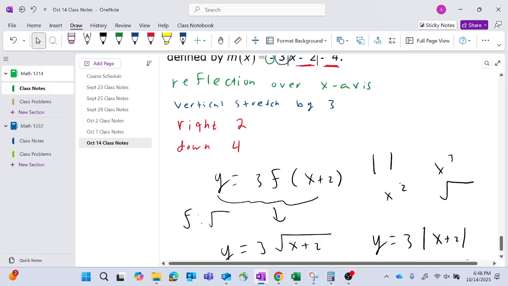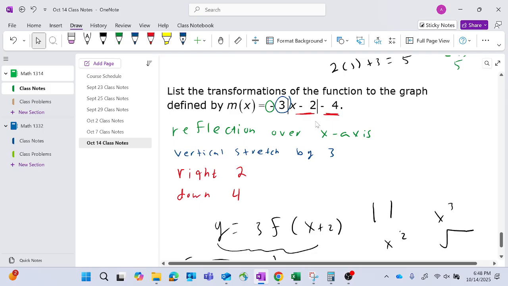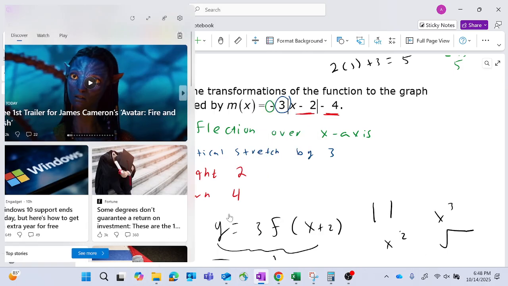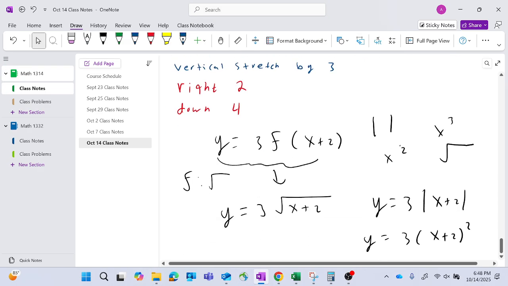So that we combine that? Yes. The f would be the absolute value part in this case. Does that make sense? All right. Any other questions, guys? Are you okay?